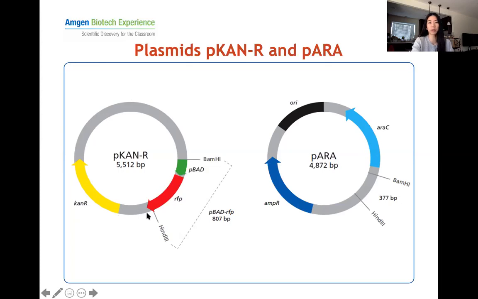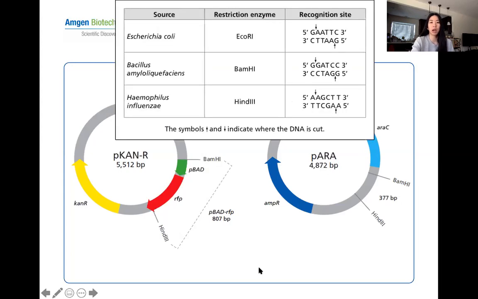The last parts of this plasmid are BAMH1 and HIND3. These two lines are restriction sites. Just as a recap, BAMH1 and HIND3 are two types of restriction enzymes. On this chart right here, they show you three different restriction enzymes and the source. All of these restriction enzymes came from different bacterial cells, and they are named based off of the bacteria that they were discovered in. So EcoR1 came from E. coli.